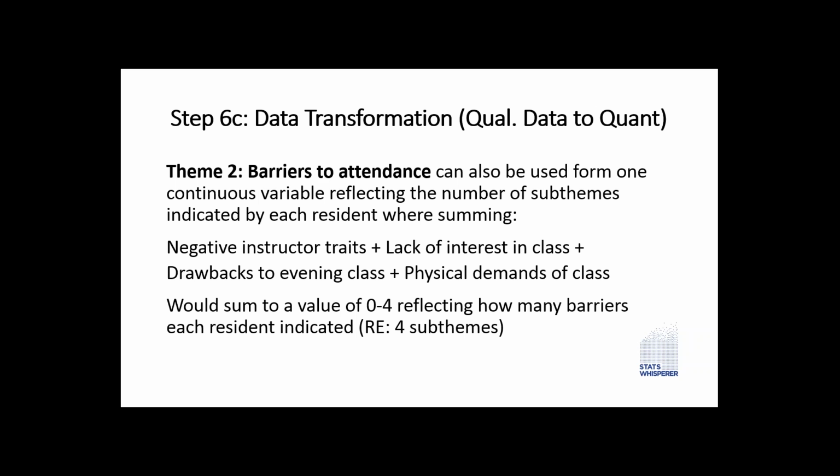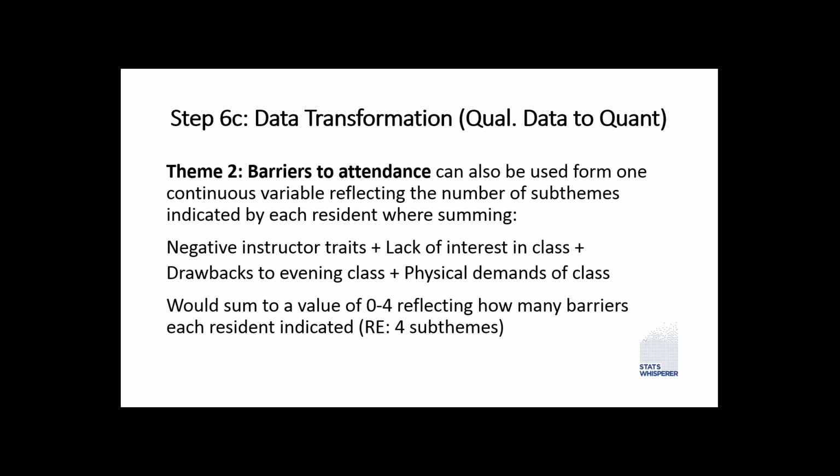So we might sum the barriers to attendance. This is why we always code yes/no as 0 and 1. If we decide we want to count how many barriers, irrespective of what they are, but how many barriers each person indicated, if we code yes/no 0 and 1 and add them up, well then 4 yeses is 1, 1, 1, 1, a score of 4. And 4 no's is 0, 0, 0, 0, a score of 0. So it ranges from 0 to 4. So always keep yes, no, 0, and 1.